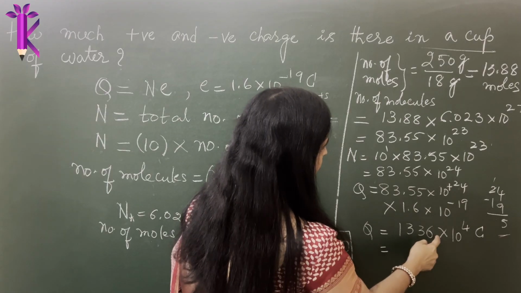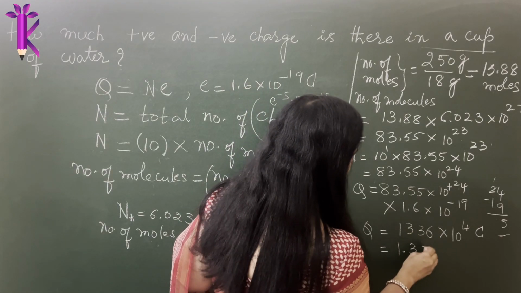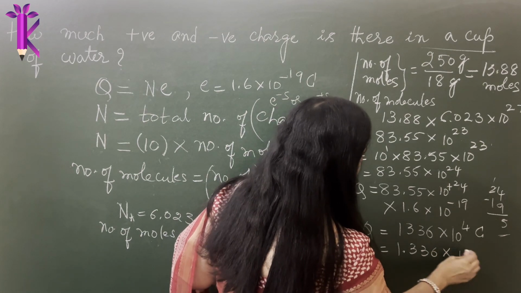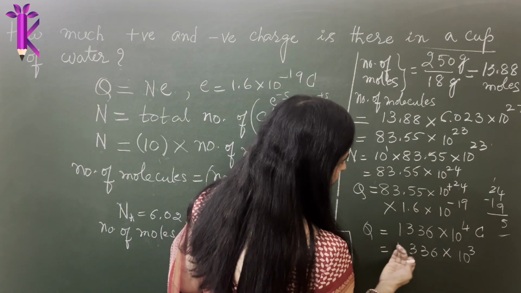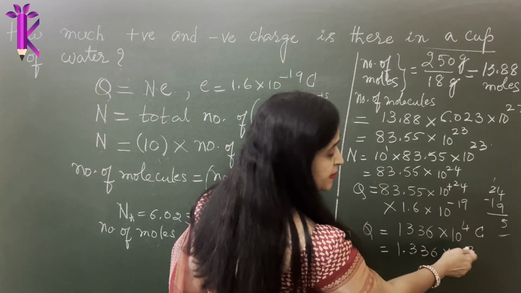Now what I will do, I will shift, put a point here, and write it as 1.336 multiplied by 10 power 3. If I shift it onto the left, this will be positive charge. If I shift it onto the right, this becomes negative charge.